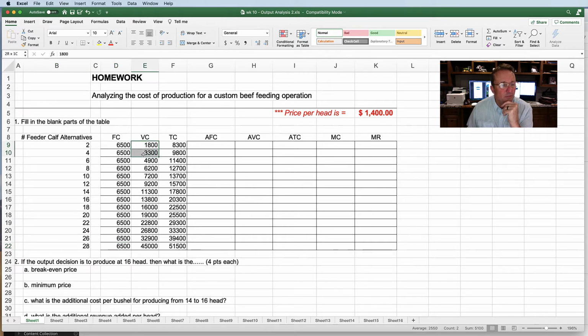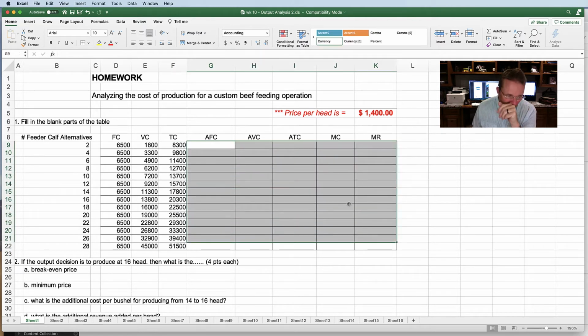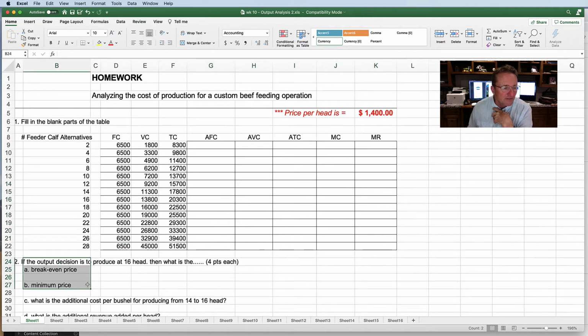So you can see as you put more cattle out there, your costs just continue to go up. They never go down. Total cost is just adding those together, so pretty easy. First thing you do when you get to a problem like this is fill out the table. Don't try to worry about these questions just yet.